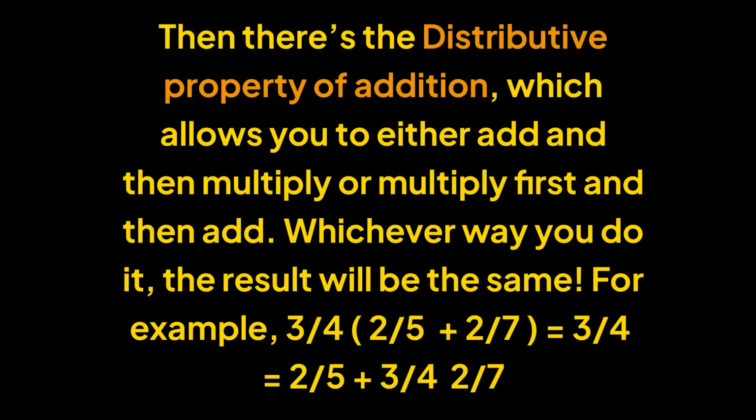Then there's the distributive property, which allows you to either add and then multiply or multiply first and then add. Whichever way you do it, the result will be the same. For example, 3/4 times (2/5 plus 2/7) is equal to 3/4 times 2/5 plus 3/4 times 2/7.